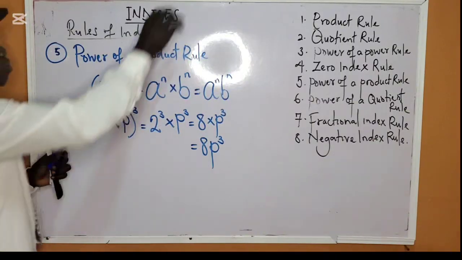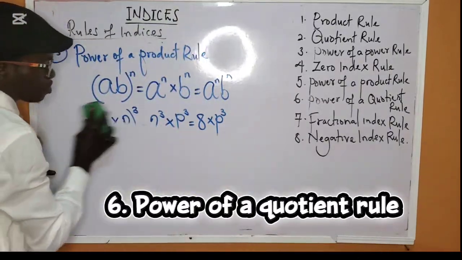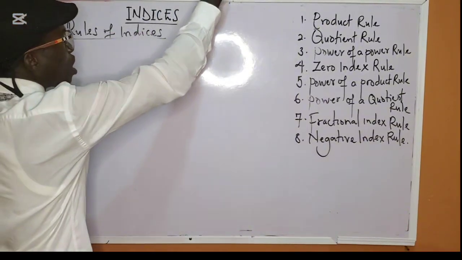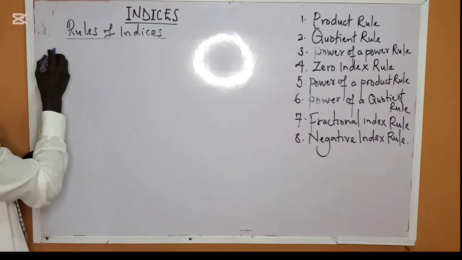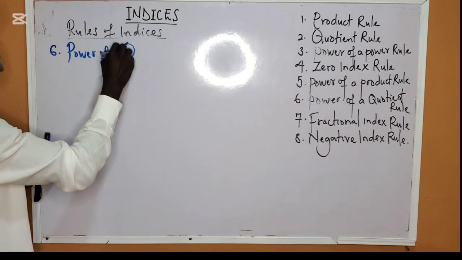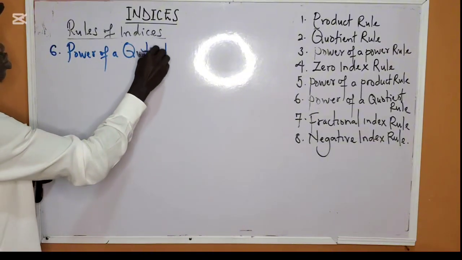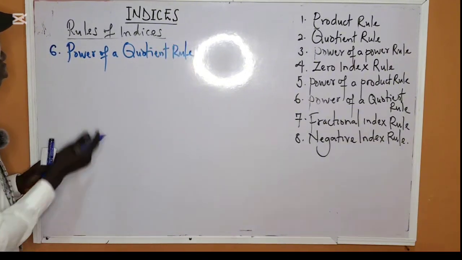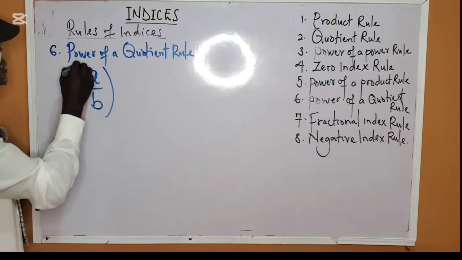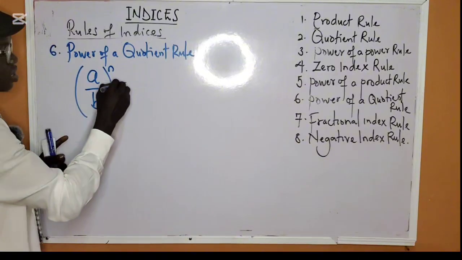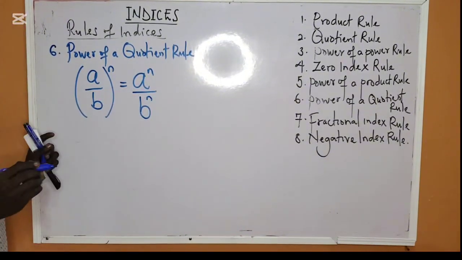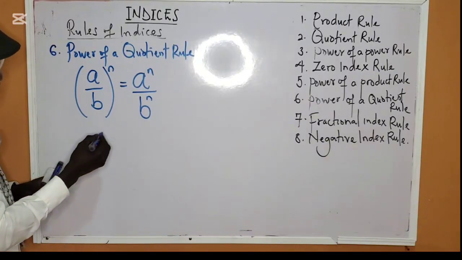So the next one is the power of a quotient rule. That's number 6. Power of a quotient rule. So quotient means division. If I have a over b, all raised to the power of n, it can be distributed to give us a^n over b^n. As simple as that.